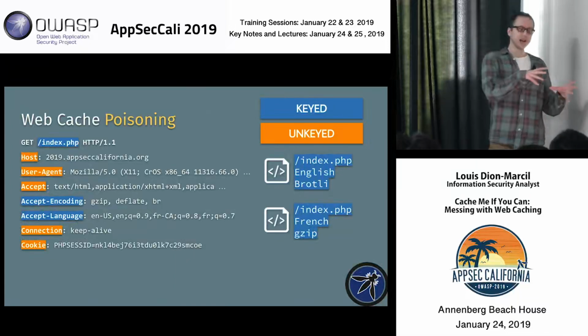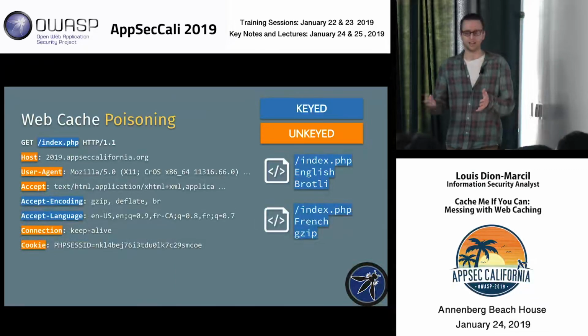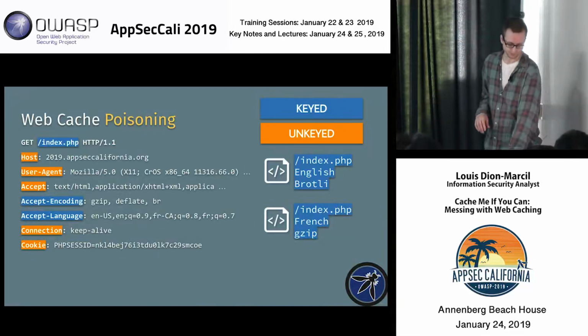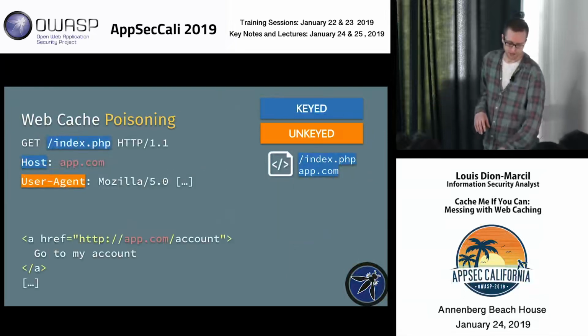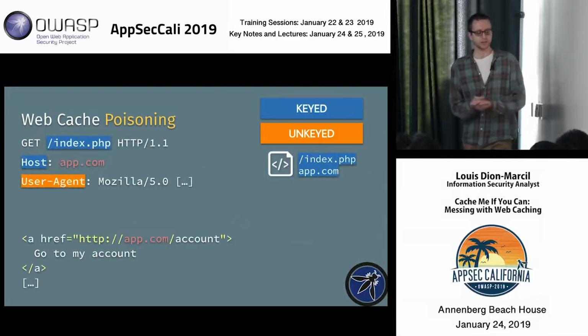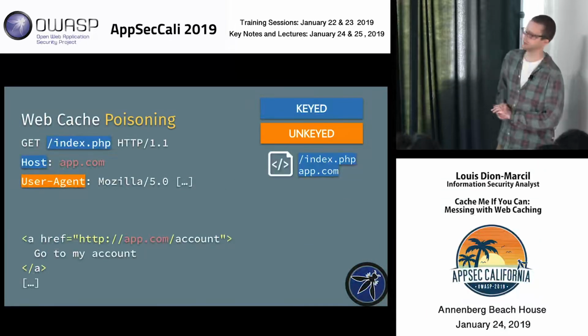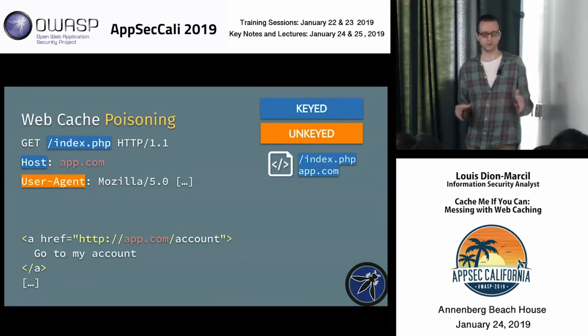They don't get served the same file, because if the first person that supports Brotli requests a file and then another person requests the same file but doesn't support Brotli, they're just going to get garbage sent back because the encoding is not right. So we have keyed input and unkeyed input. When you think about the following request, the keyed input is going to be index.php, so the file name, and then the host is also a keyed input.